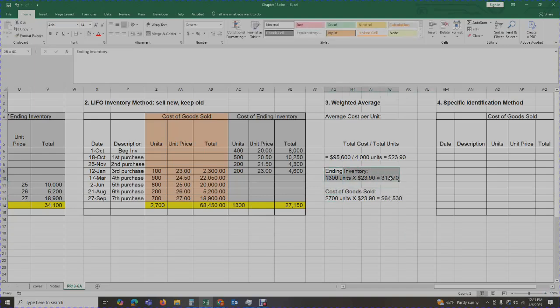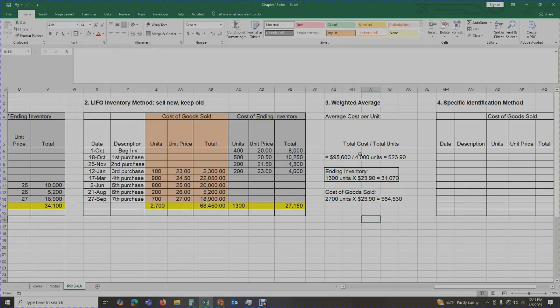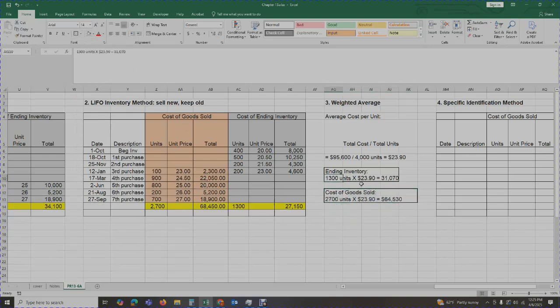So this is what we're trying to calculate, okay? We're trying to calculate the value of my ending inventory using the weighted average method and the value of my cost of goods sold using the weighted average method. I've got 1,300 units remaining at 23.90. That is what we calculated. Cost divided by total units. That gives me 31,070. In comparison to LIFO and FIFO, for LIFO we've got 27,150. For FIFO we've got 34,100. This is the weighted average. It falls in between the two. It's the average kind of like of the two systems merged into one.